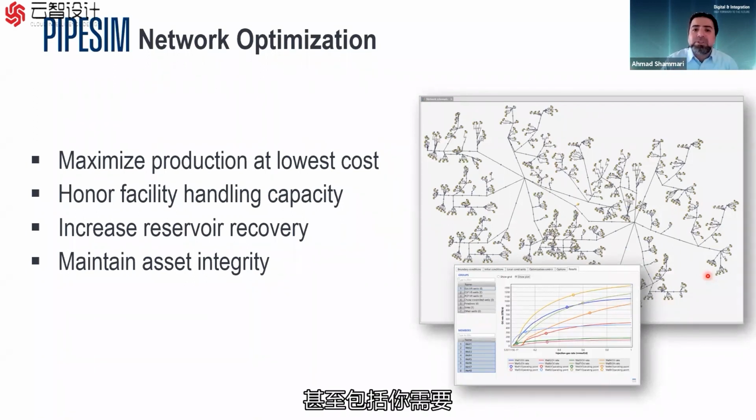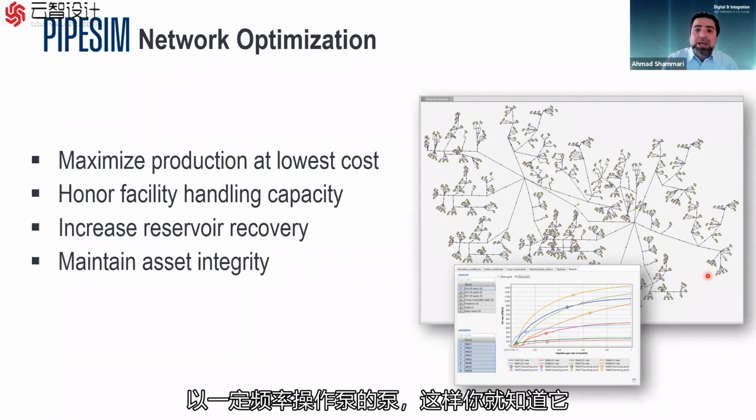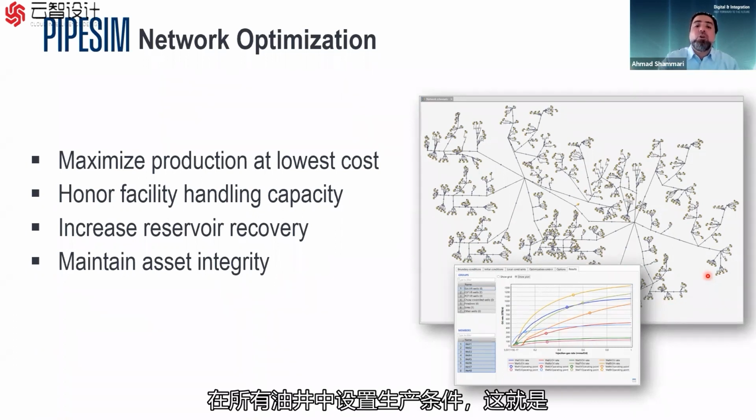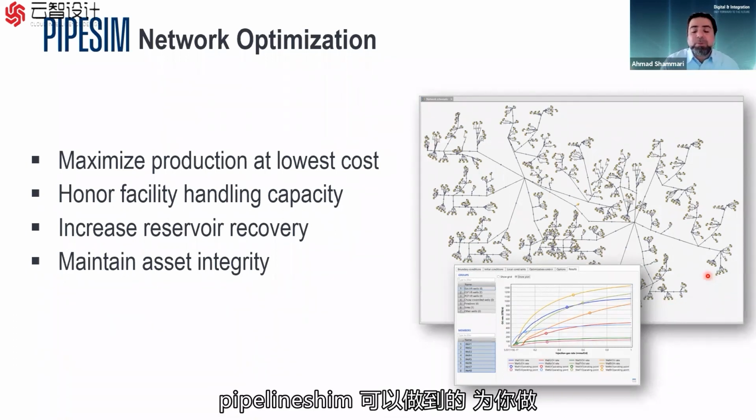You need to operate the pumps in certain frequency so that it doesn't operate under or outside the operating envelopes, for example. So all these questions are interrelated. So you need an optimizer, a mathematical optimizer, to tell you how you set your production conditions across all your wells. And this is what PipeSim can do for you.